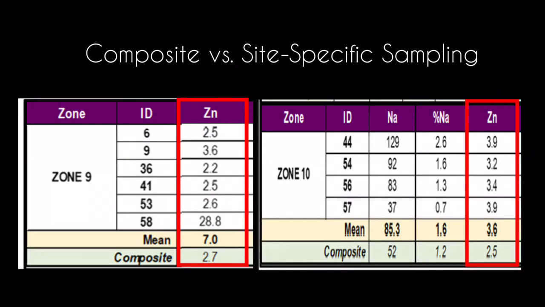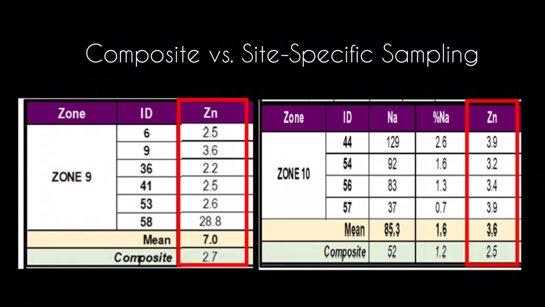Composite zone sampling can be misleading for other nutrients as well, and can inherently mask some of the variability within a zone. Take for example zinc, shown here as both site-specific and composite sample analysis. We see in zone 9 that we missed an outlier. Granted, the composite analysis is more representative of the zone than the mathematical mean, but a zinc reading at 28.8 parts per million is worth further understanding.